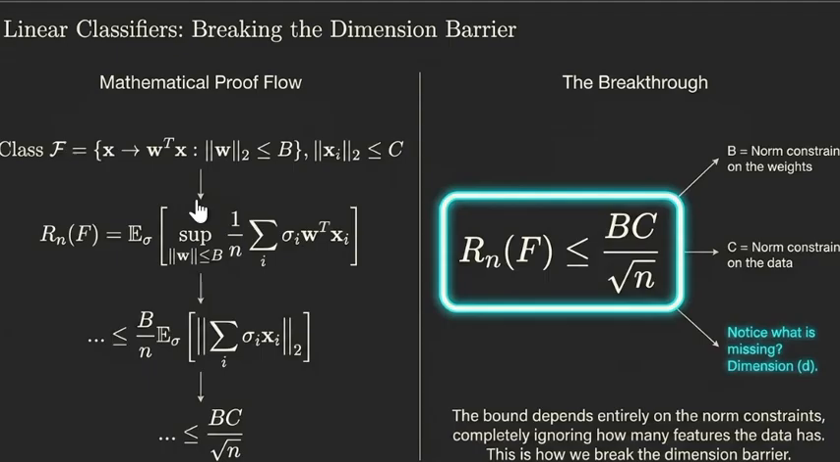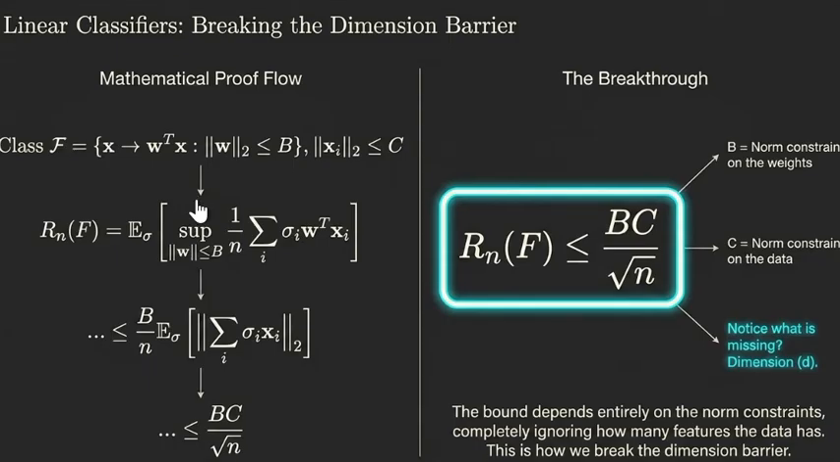Then we see linear classifiers. For linear classifiers whose weight vectors have bounded Euclidean norm, the Rademacher complexity is at most B times C over square root of n. So notice what is missing: the ambient dimension. The bound depends only on the norm of the weights and the norm of the data. That is how we break the dimension barrier that plagued the VC theory.